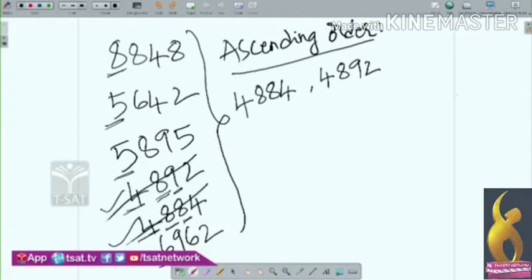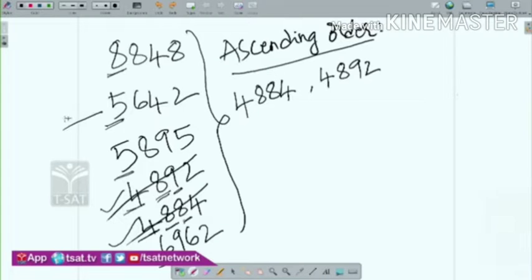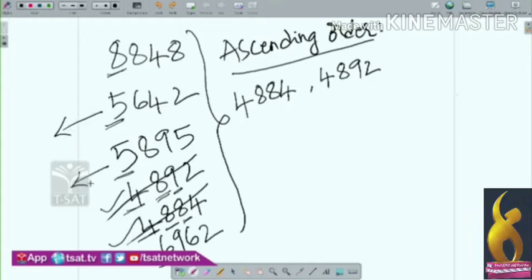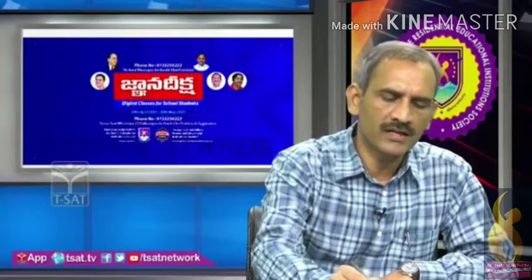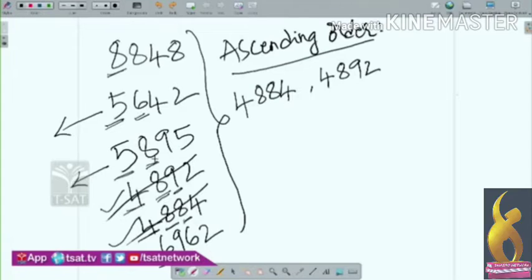Now let us come to the other comparison. Next you have 8000, 5000, 5000 and 6000. Here you have both numbers with 5000s. So already you know how to proceed when the digits are same. Then immediately move to its right. Here you have 6, here you have 8. That means in this number you have 600, whereas in this number you have 800. Obviously 600 is less. So the next number is 5642.